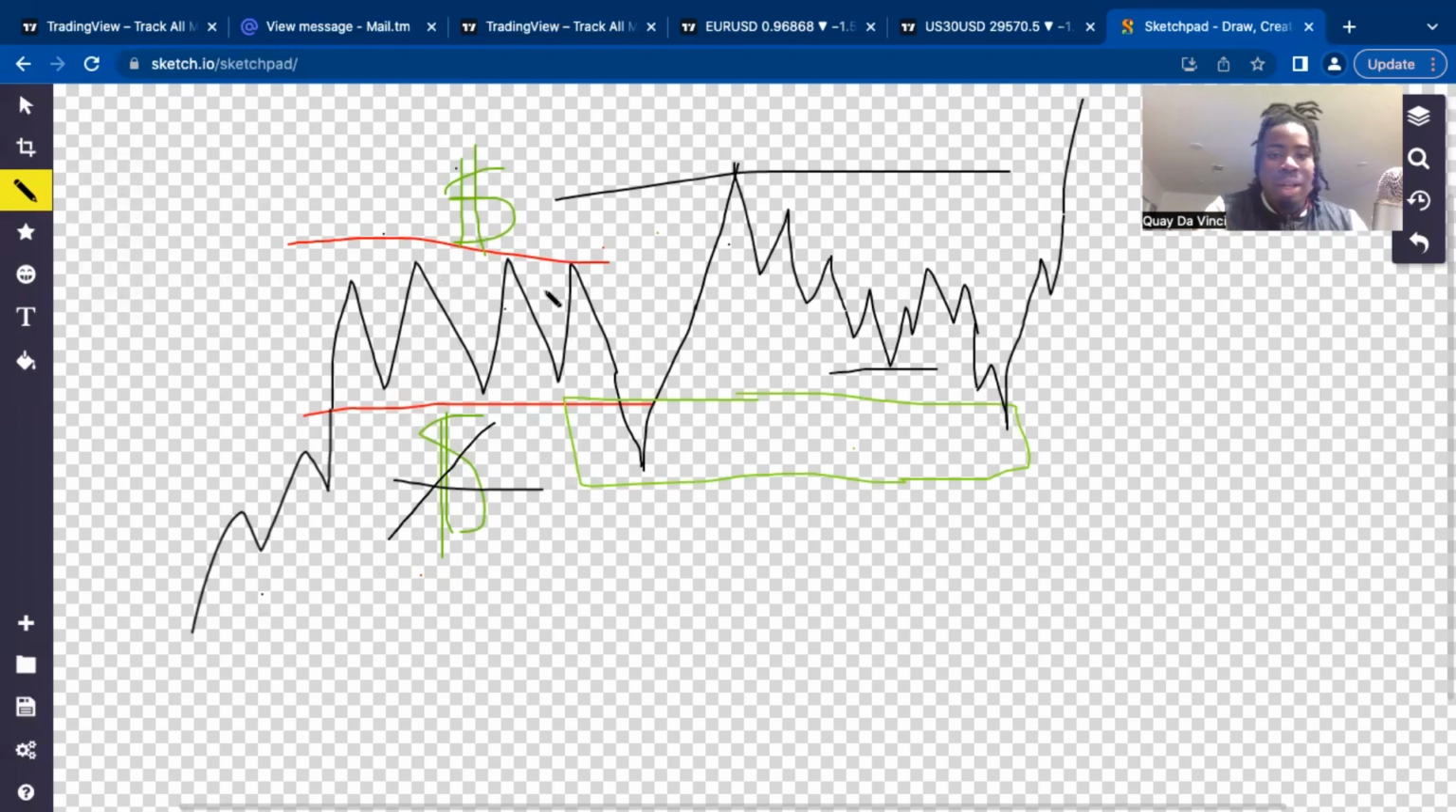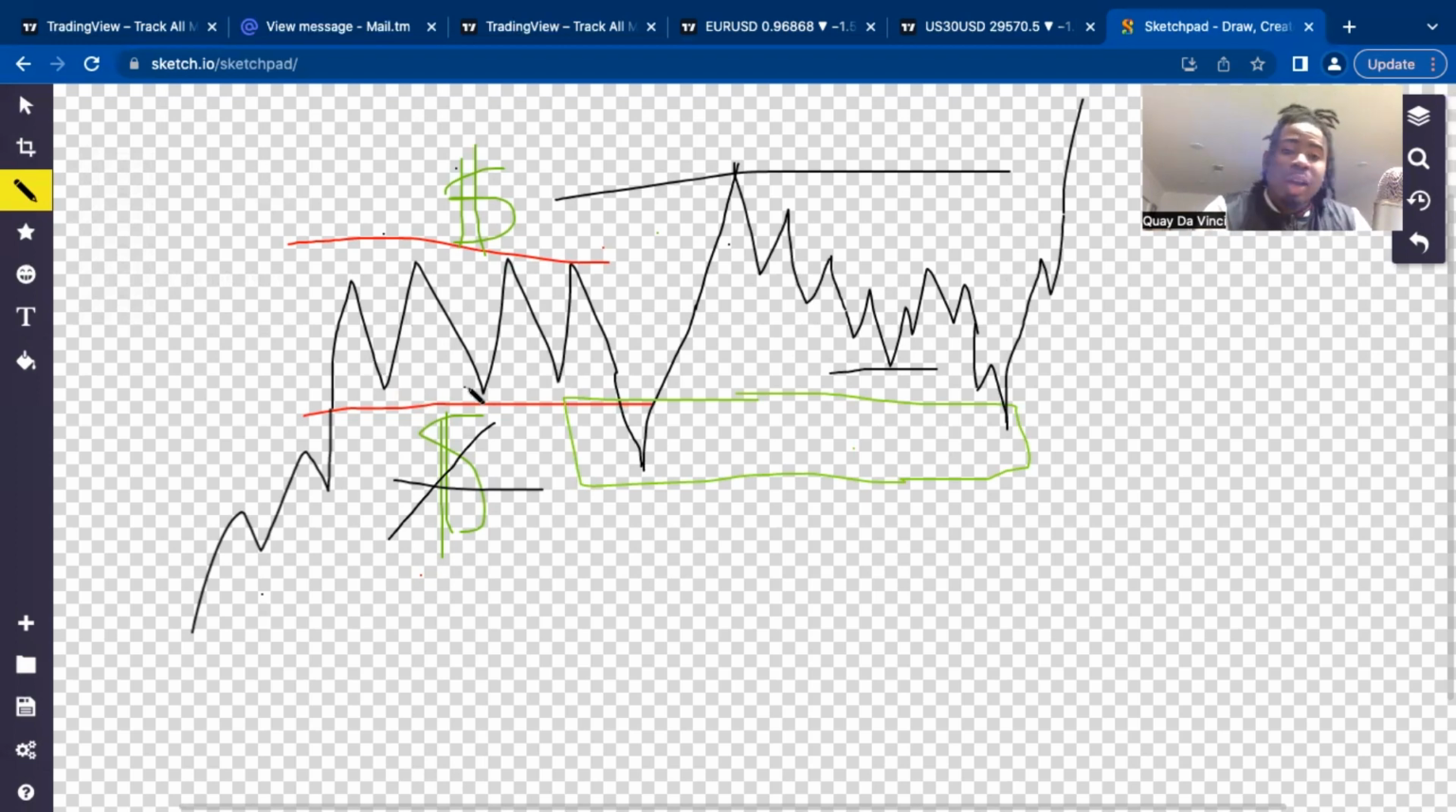So phase one, create liquidity. Phase two, take liquidity. Phase three, markup. And phase four, mitigation. Yeah, phase one, creating a range. Phase two is taking out the liquidity. Phase three, mitigation. And phase four is continuation.